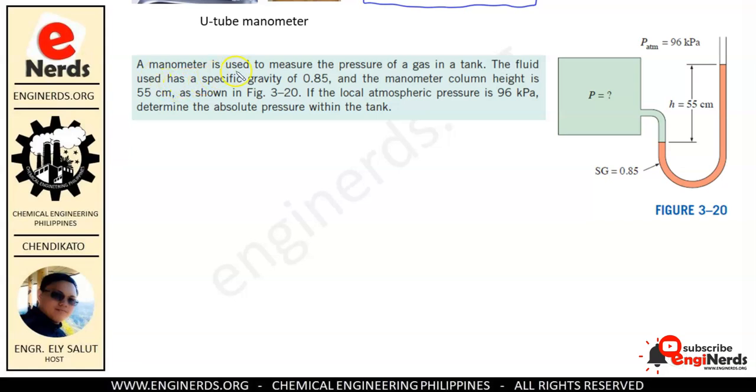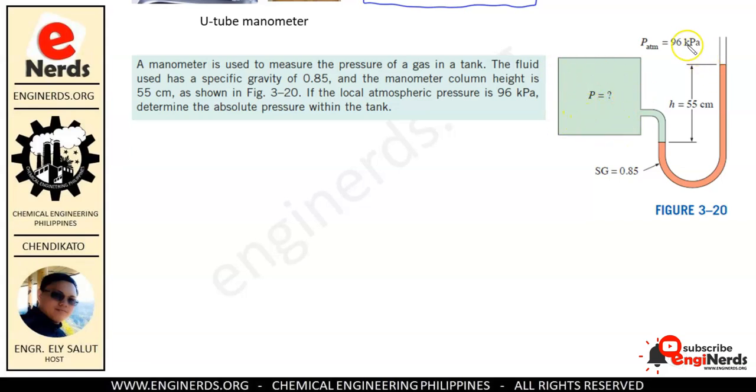A manometer is used to measure the pressure of a gas in a tank. The fluid used has a specific gravity of 0.85, and the manometer column height is 55 cm, as shown in figure 3-20. If the local atmospheric pressure is 96 kPa, determine the absolute pressure within the tank. So, ang pinapahanap sa atin is yung pressure within this tank.